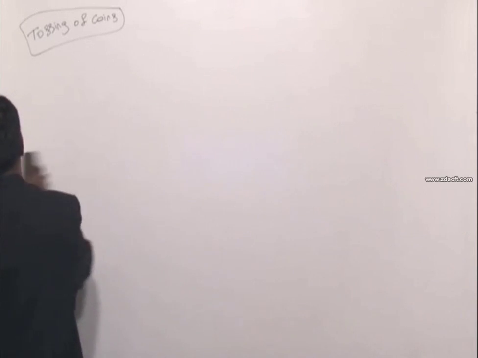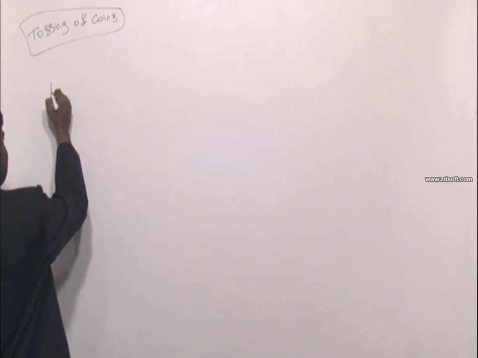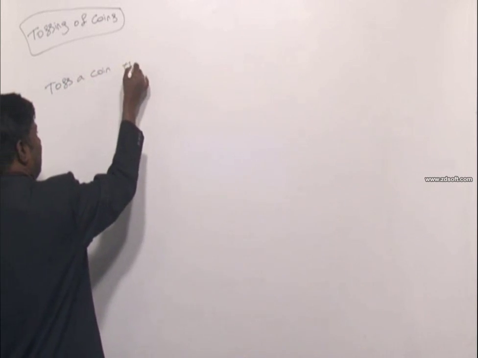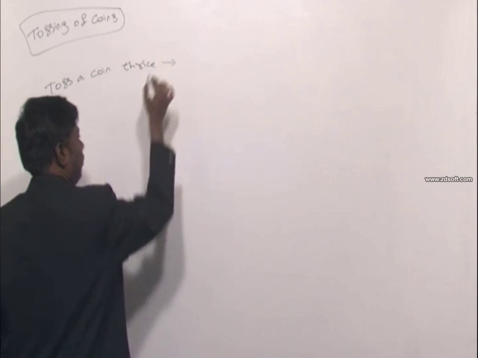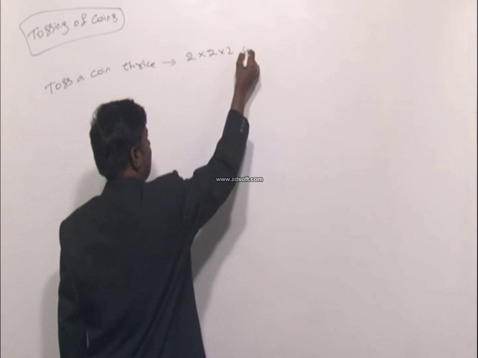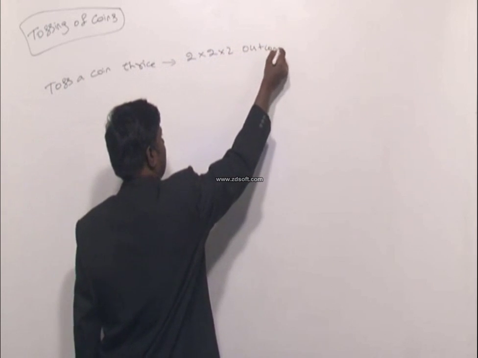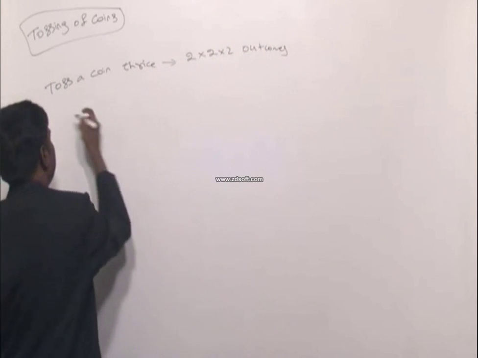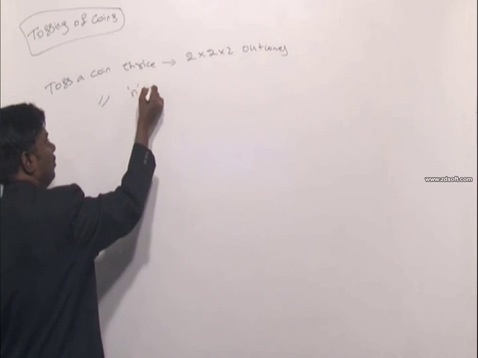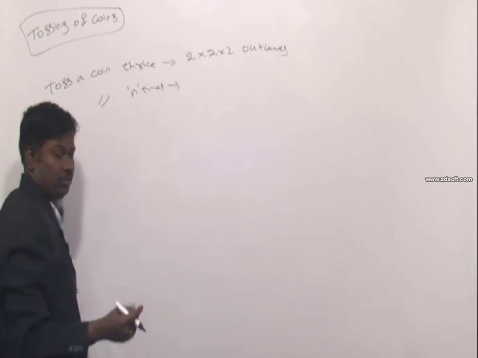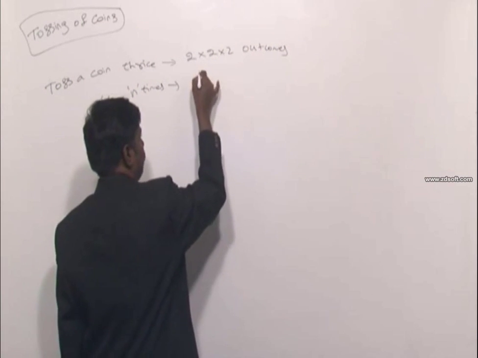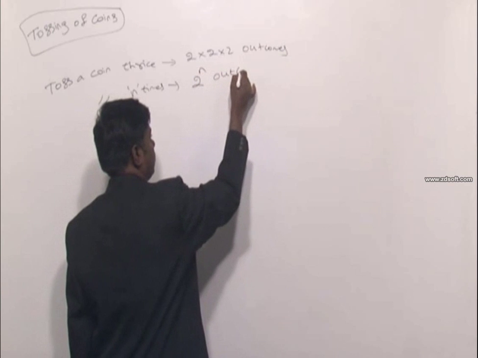Similarly, if you toss a coin thrice, total number of outcomes are going to be, or in general, if you toss a coin n times, or if n coins are tossed once, both are the same, 2 power n outcomes.